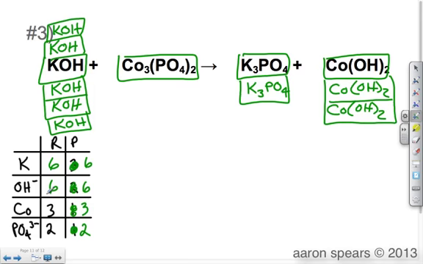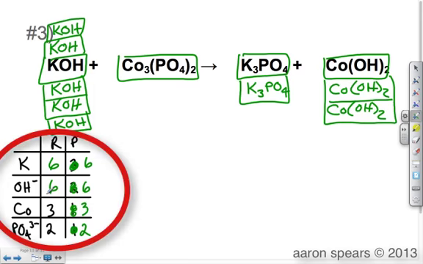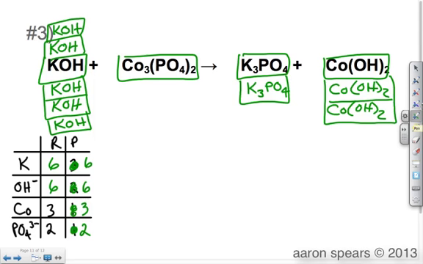This also completes our work because all of the atoms and ions are balanced from the left to the right side of the reaction arrow. To get my coefficients, I'm going to add up the boxes. I have 6 boxes of potassium hydroxide, 1 box of cobalt 2 phosphate, 2 boxes of potassium phosphate, and 3 boxes of cobalt 2 hydroxide.